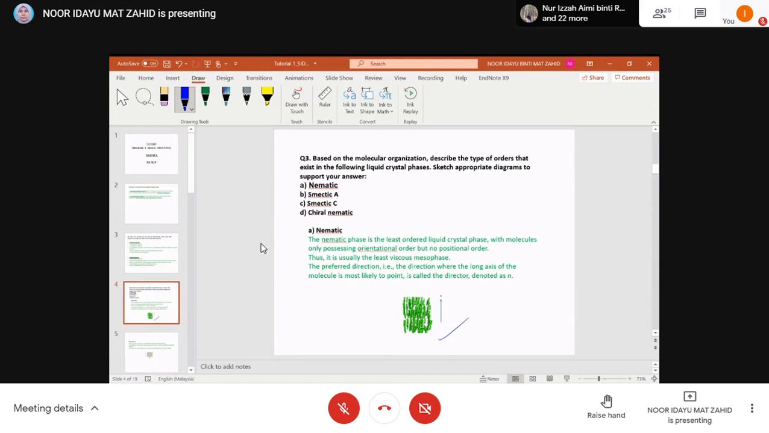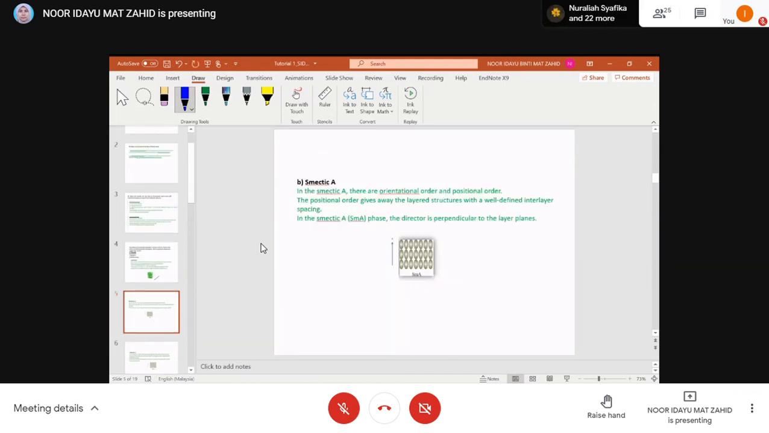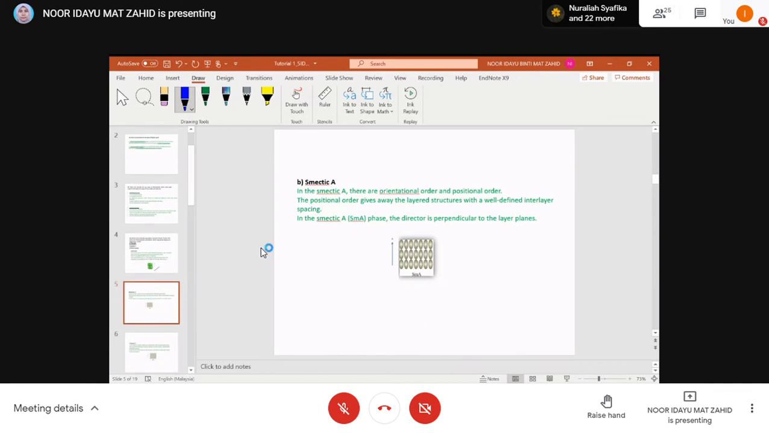No need to draw it in layers. That is for smectic. For smectic A, part B, there are both orientation order and positional order. The positional order gives rise to the layered structure with a well-defined interlayer spacing. So since it also has positional order, you can see that the molecules in smectic A are in layers, satisfying both orientational and positional order.